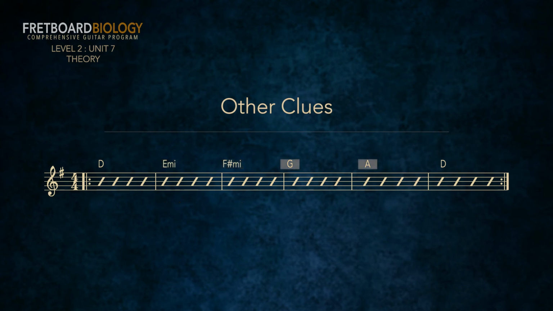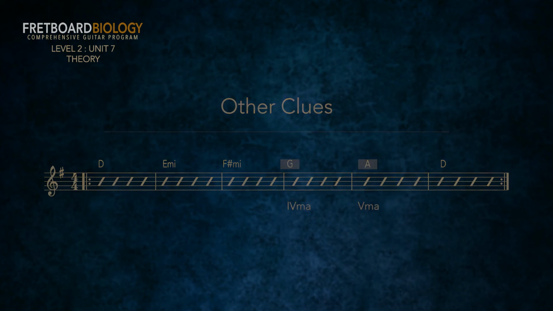The roots of the G major and the A major are a whole step apart, and there's only one place in the harmonized major scale where 2 major triads are positioned 1 whole step apart, and that's between the 4 major and the 5 major.